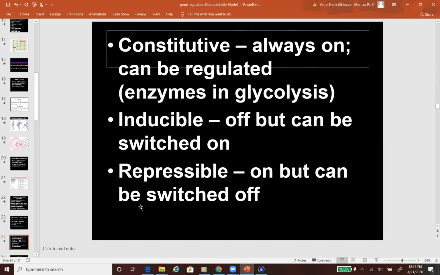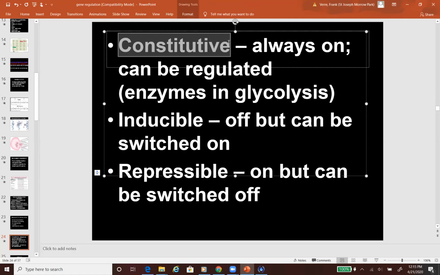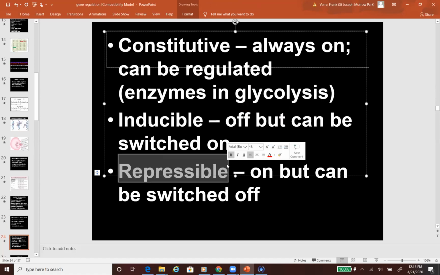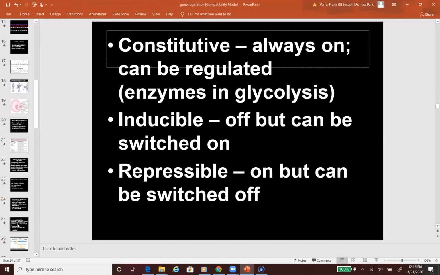So before we begin, just some quick terminology about genes. Genes that are always being expressed are called constitutive genes. That's the first term right up here, okay? These are genes that are always on. So for example, some of the enzymes in glycolysis are always being expressed, which means those proteins are always being made. An inducible gene is a gene that is normally off, but can be switched on. And a repressible gene is the exact opposite. It's normally on, but can be switched off. So we're going to focus on the ones that we can switch on and off, the inducible and repressible ones.